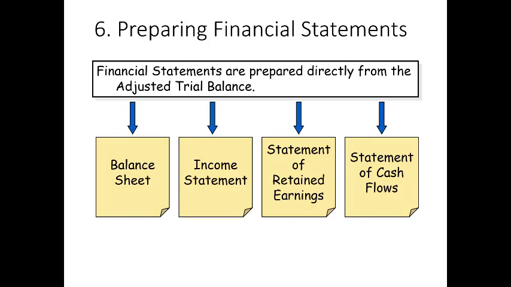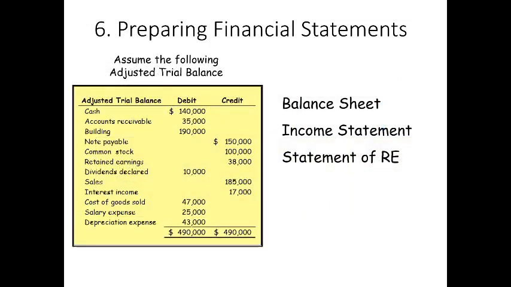So preparing the financial statements is the next step. They're prepared directly from the adjusted trial balance. It's the balance of all our accounts after our adjusting entries. We can create a balance sheet, an income statement, a statement of retained earnings, and a statement of cash flows. We'll get into more detail about each of these separate financial statements in the subsequent chapters before this first test. But right now, we're going to do just a quick move going from the adjusted trial balance to these financial statements. So here's our adjusted trial balance now.